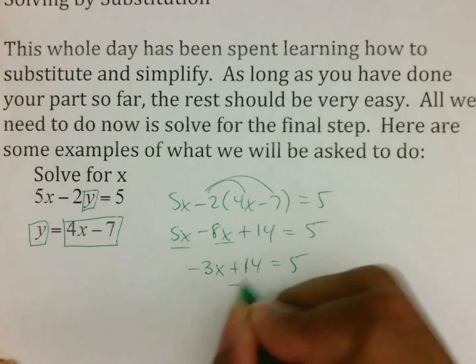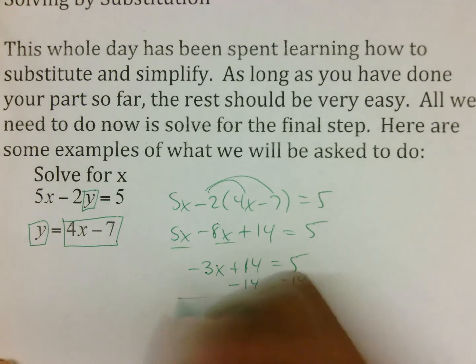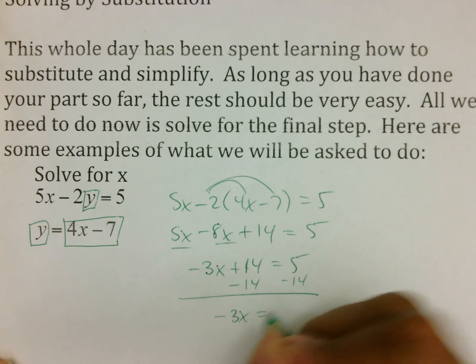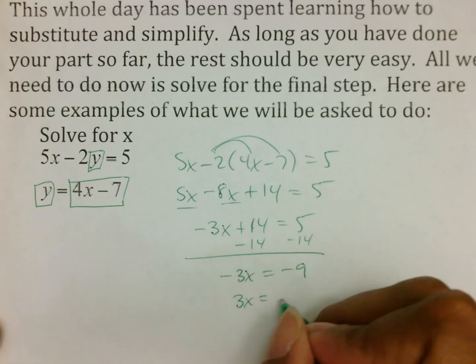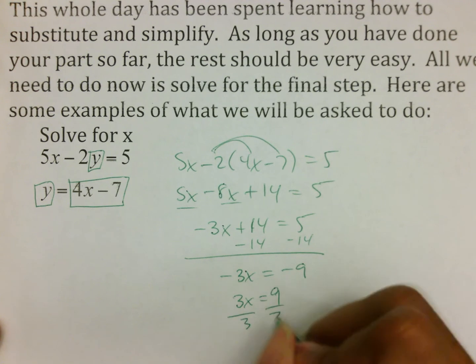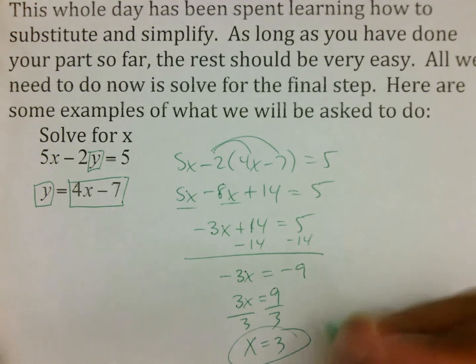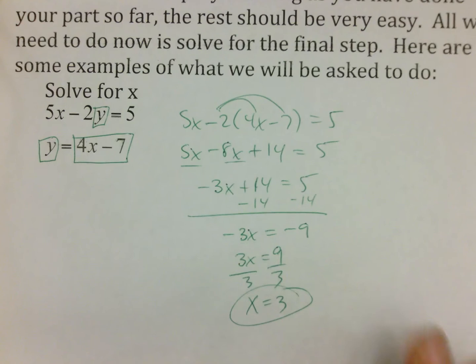Now what we're going to do is actually solve it and use our algebra brain, which we know how to do. We get negative 3x equals negative 9. Again, I usually like to switch my sign over whenever my x is negative, and then divide, and you end up with x equals 3. That is, again, where you're going to go today.